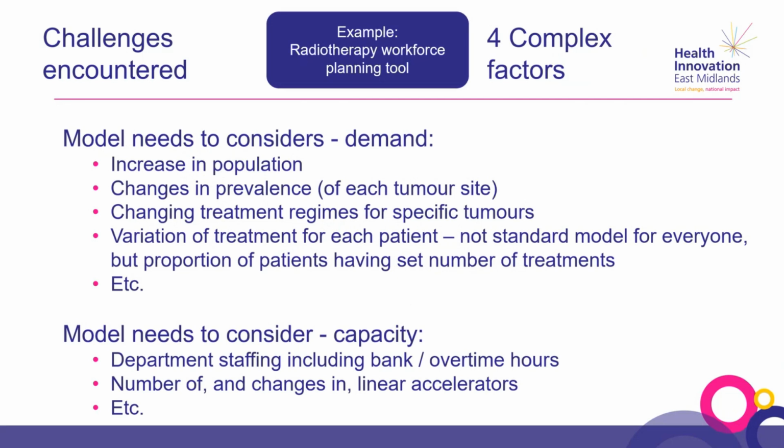So the model needs to consider demand: that increase in population, changes in prevalence rate of each tumour site, changes to treatment regimes for specific tumours, or variation of treatments for each patient. So not a standard model for everybody, but proportion of patients having a set number of treatments, etc. The model also needed to consider the capacity, so core departmental hours and adjustments for out of hours working, departmental efficiency in things like planned and unplanned machine downtime, department staffing, including bank and overtime hours, the number and changes in linear accelerators, so when machines are brought online and when they're decommissioned, etc.